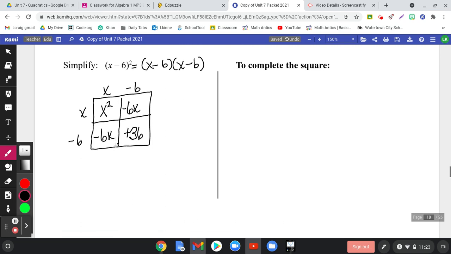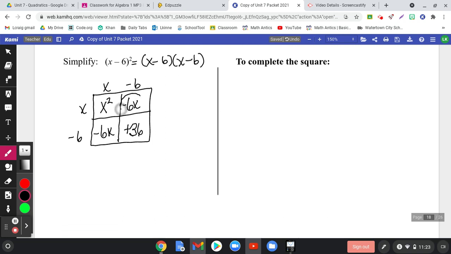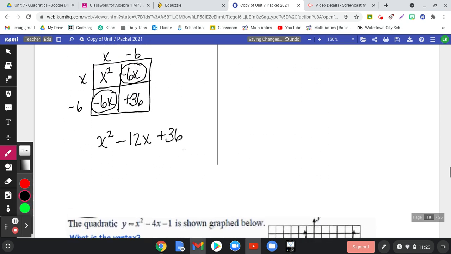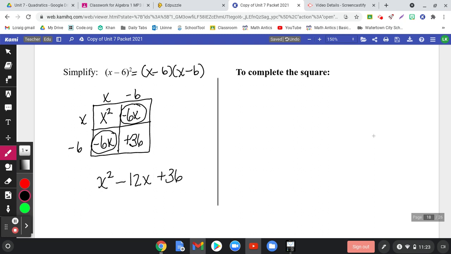And when we write that, put it into standard form. So we start with the x squared. Negative 6x and negative 6x is negative 12x, and then plus 36. And you may notice that that is standard form, right? This is your A. B is negative 12. And C is 36. So if this were a quadratic equation, that would be your y-intercept. It would open up. All right.